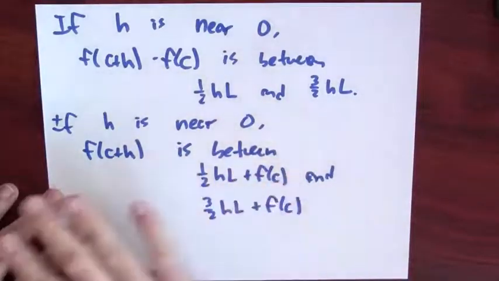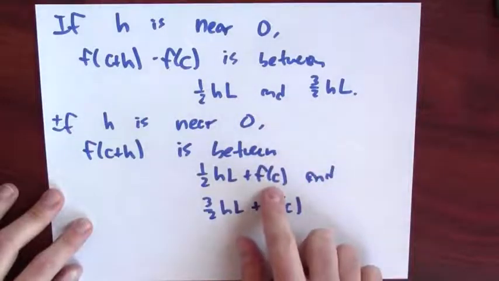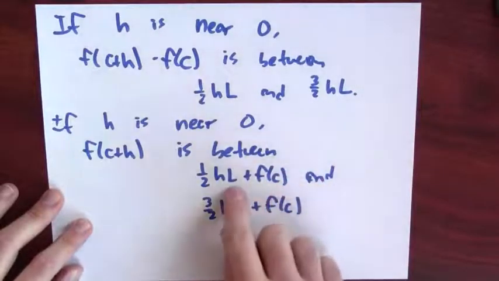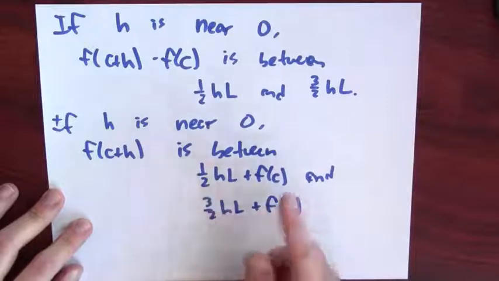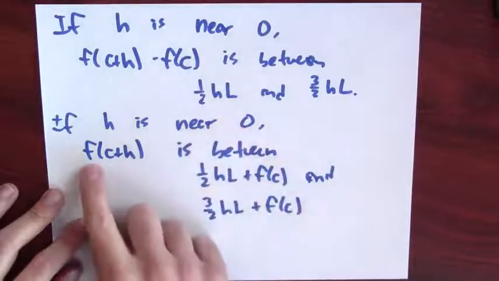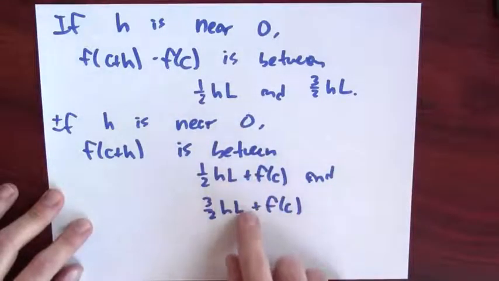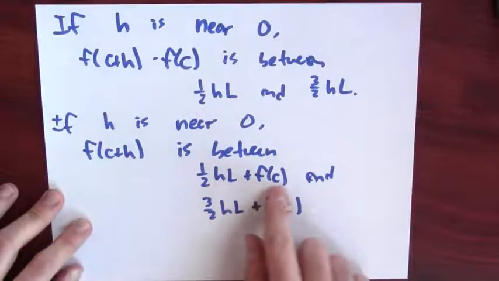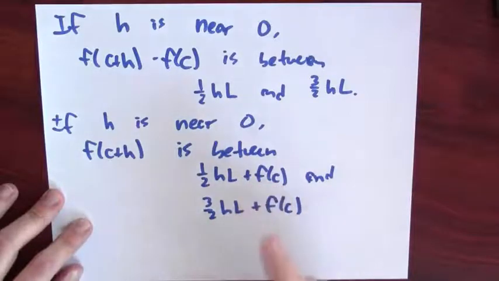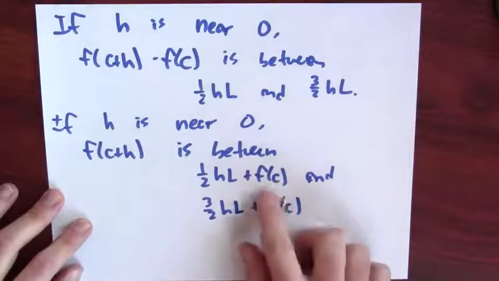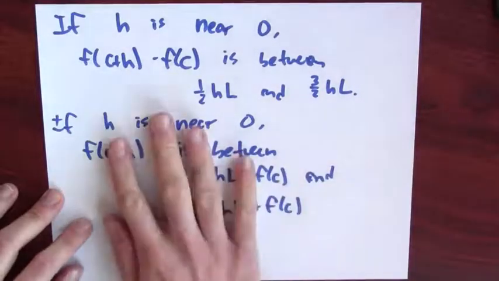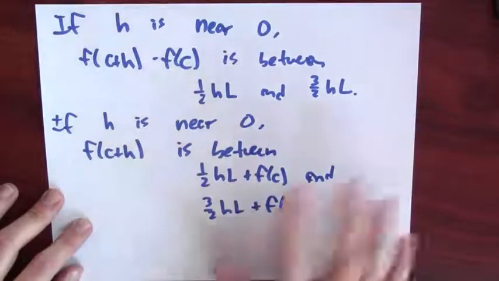That means that f of c can't be a local maximum. Same kind of game. What if L is positive but I picked h to be negative but real close to 0? Then f of c plus h being between these two numbers, f of c plus h must actually be less than f of c. That means that f of c can't be a local minimum. You play the same game when L is negative.